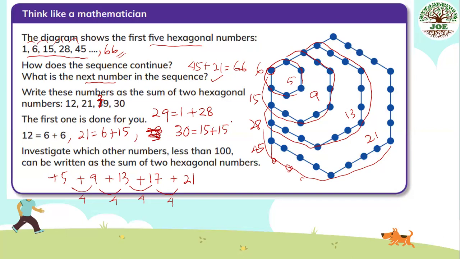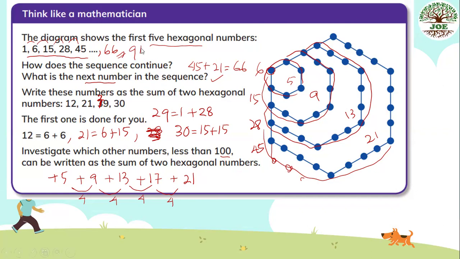And investigate which numbers less than 100 can be written as the sum of two hexagonal numbers. So first, up to 100, the hexagonal numbers go up to 66. There is only one more, 91. So how can we do 91? Let's check.